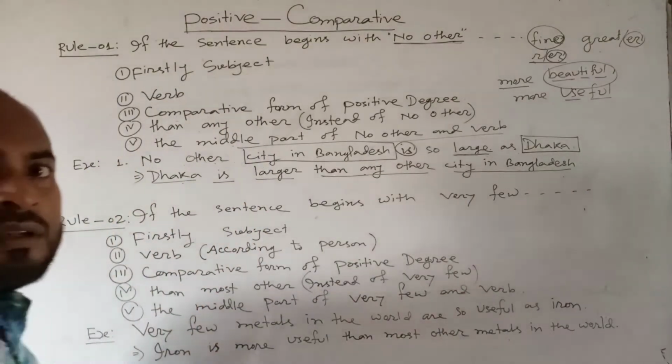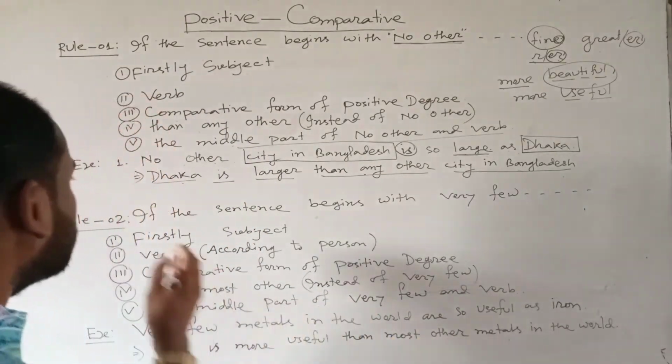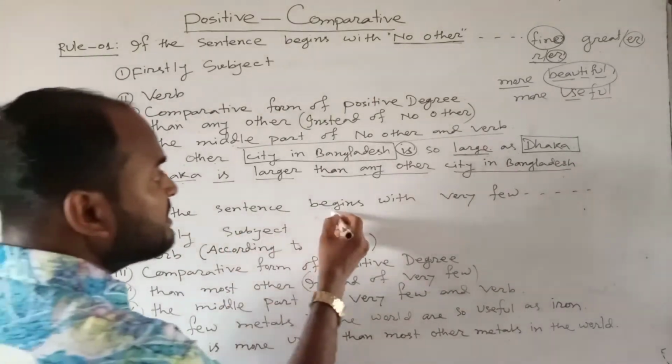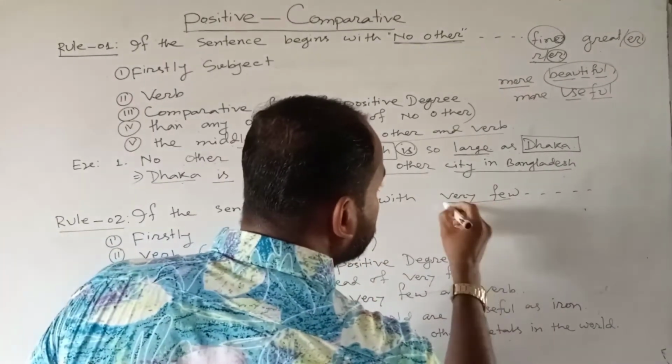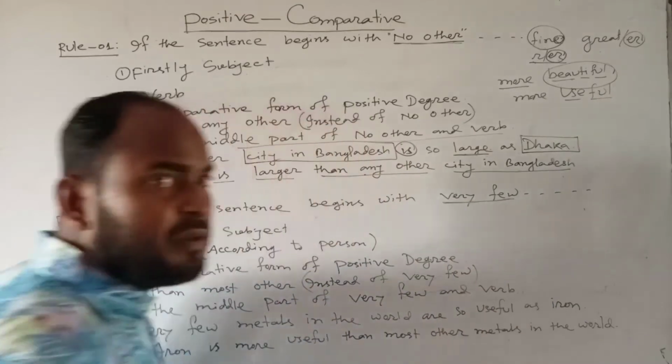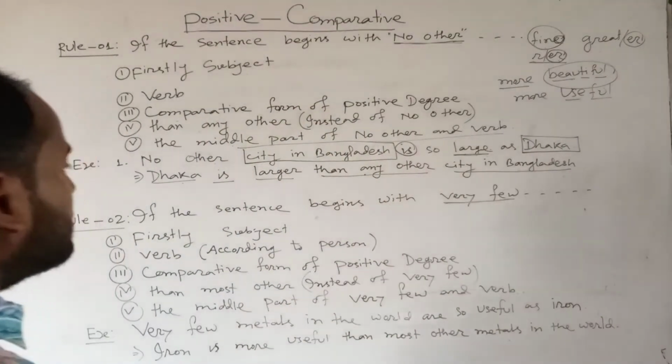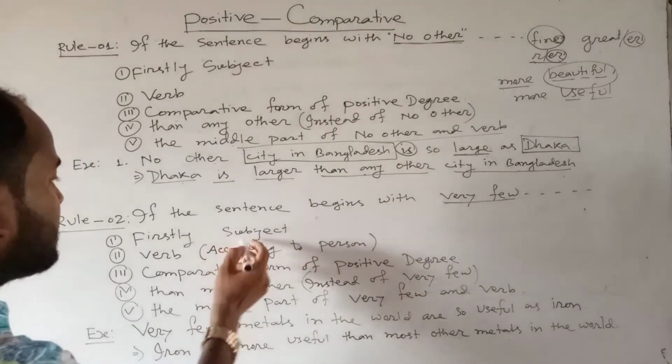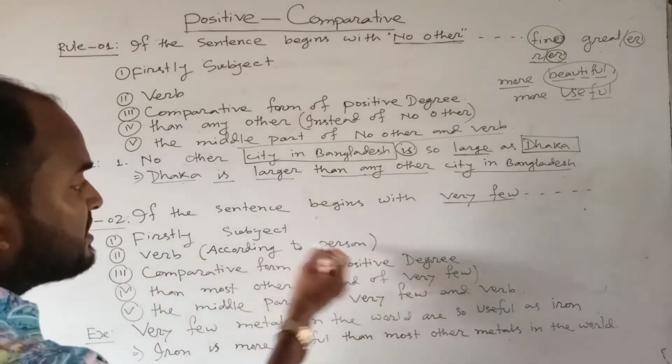My dear learners, notice another rule. If the sentence begins with very few, then we shall write firstly subject, then verb according to person.